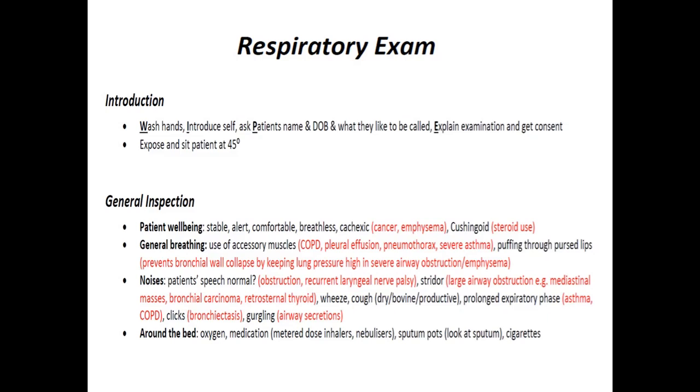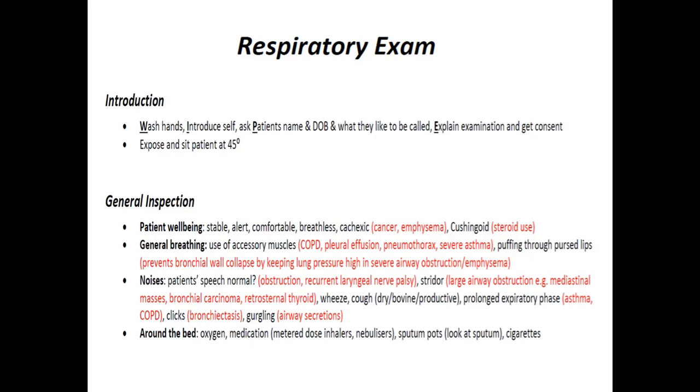Introduction to the physical exam. As we said, we have to introduce ourselves, wash our hands, and start with the general examination. Privacy of the patient is important. The position of the patient should be 45 degrees. Explain the examination and get the consent, and also maintain the privacy of the patient.